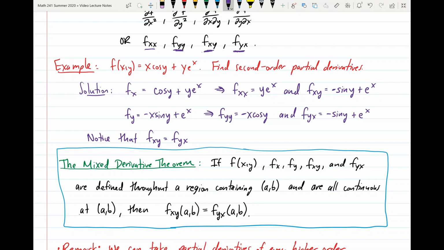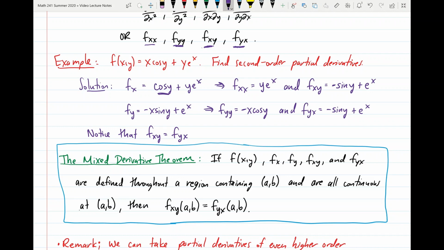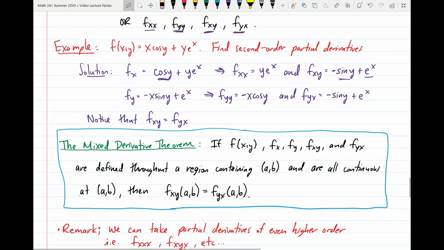And now if we take the partial derivative of f sub x with respect to x, we get y times e to the x, because we're holding y constant again. So this cosine y here is just going to go to 0. And we also get that f sub xy is equal to minus sine y plus e to the x, because now we're not holding y constant, so we take the derivative of cosine y and get a minus sine y. On the other hand, we have that f sub y is equal to minus x times sine of y plus e to the x, because we're holding x constant.